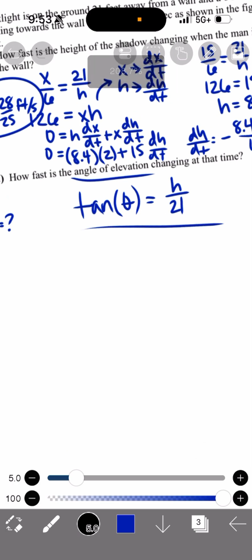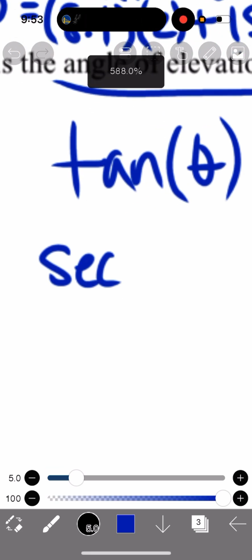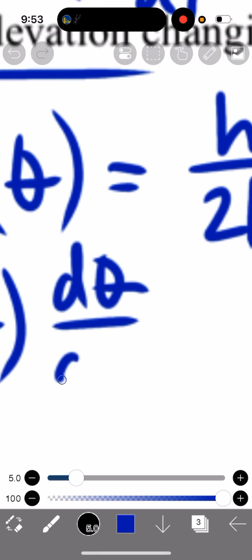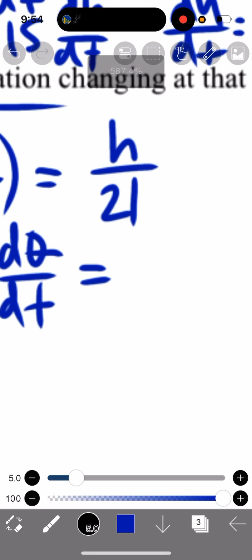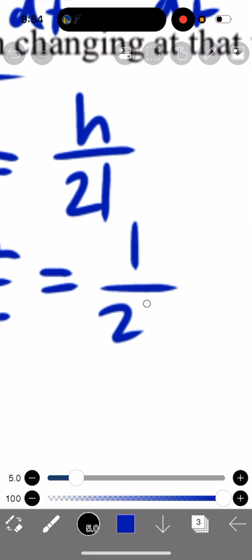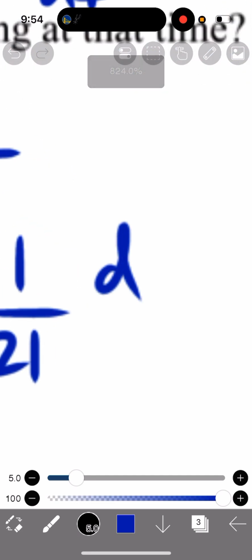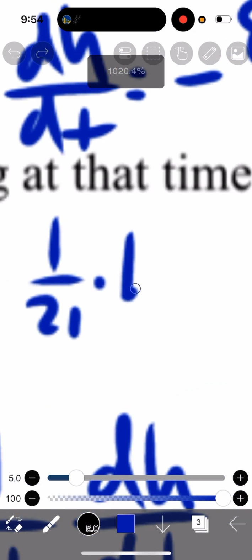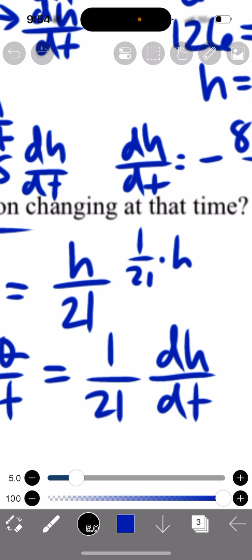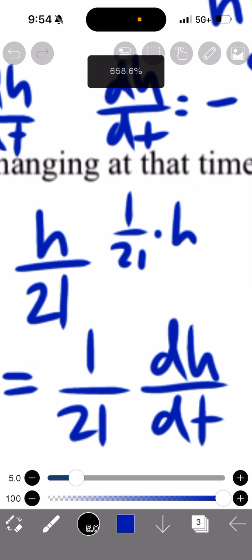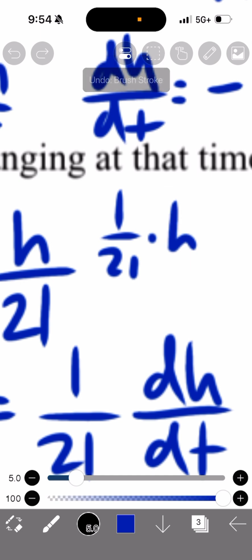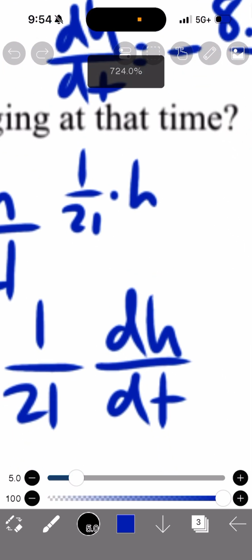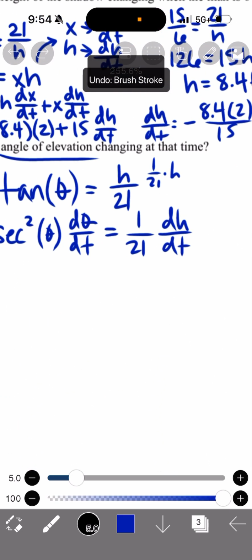So anyway, now we can take the derivative of this. So secant squared theta times d theta over dt, that is the derivative of tangent, equals 1/21 times dh over dt, because this would be like 1/21 times h, basically. So the 1/21 would just disappear because it's not squared or anything. You're multiplying it by. Now we have that.